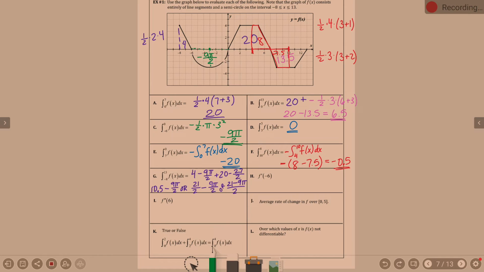F prime of negative 6. I feel like this is a shot in the dark, but that's all right. What are they asking us for here? The derivative at negative 6. Derivative is slope at negative 6. Now, let me double check. What was this graph? This is the graph of f of x, yes? Okay. So the derivative is the slope. What is the slope at negative 6?